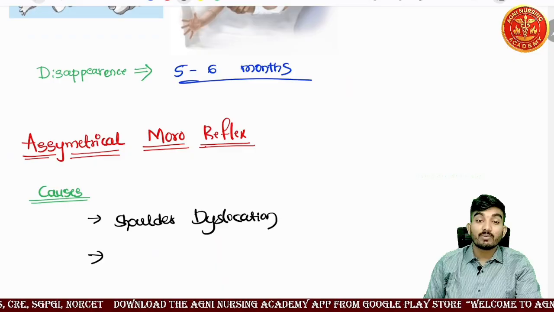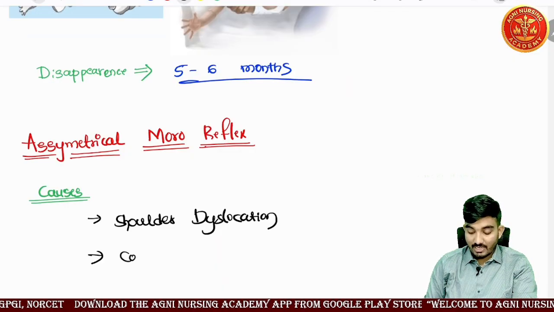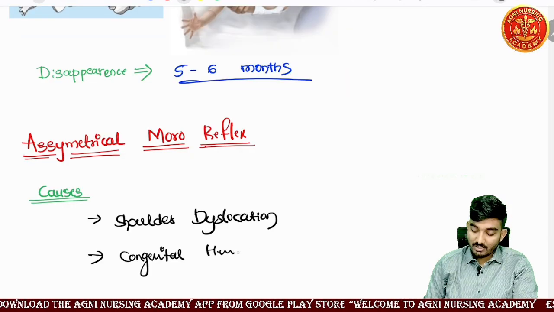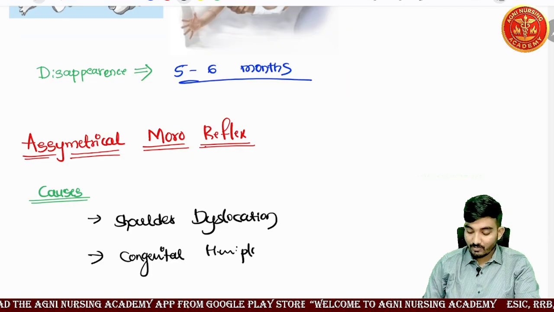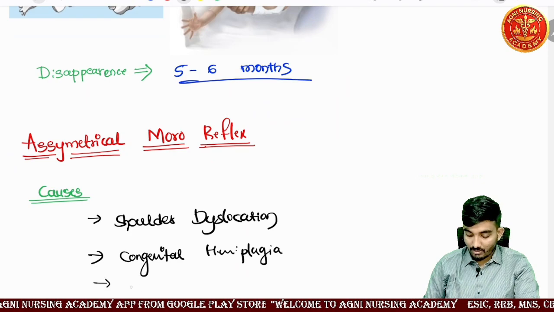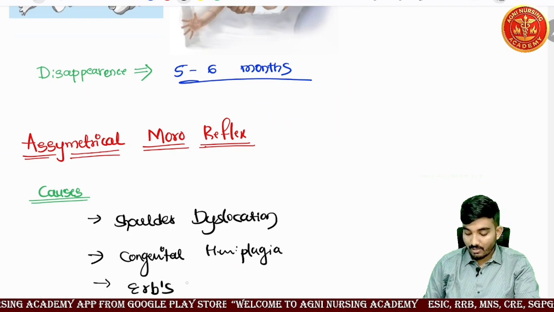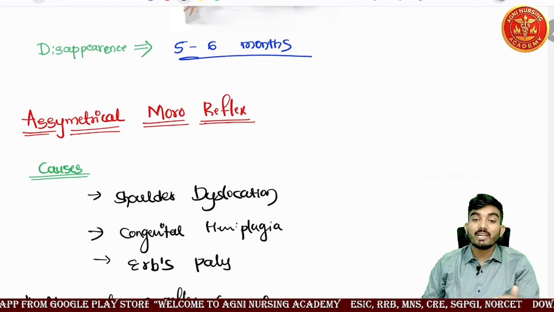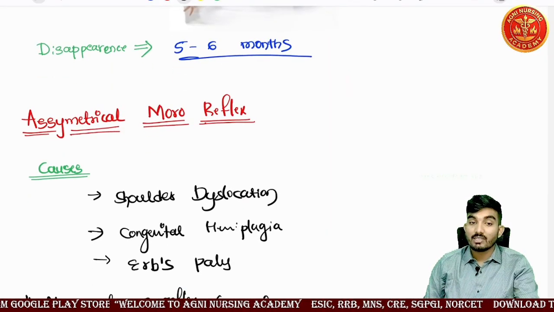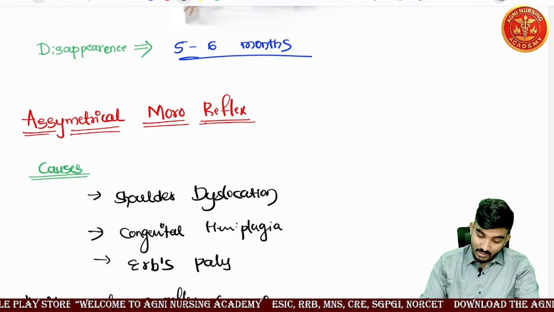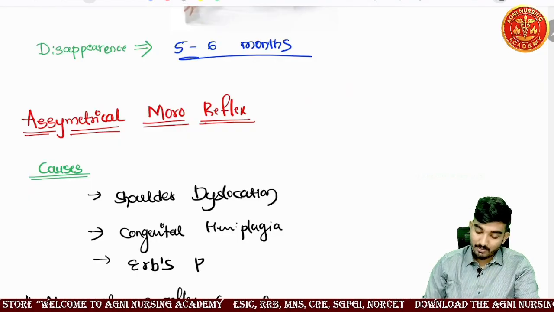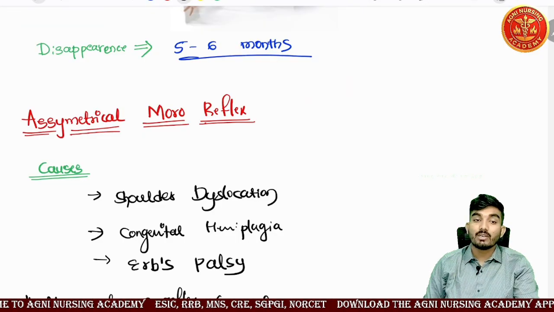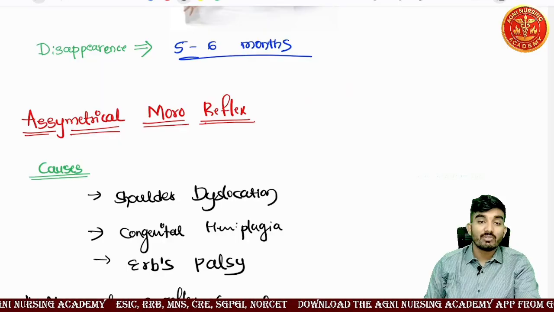And in some cases, congenital hemiplegia. After that, there is a chance of Erb's palsy also. Erb's palsy means an injury to the brachial plexus, the spinal nerves, occurs. That is called Erb's palsy. In these cases, an asymmetrical Moro reflex will occur.